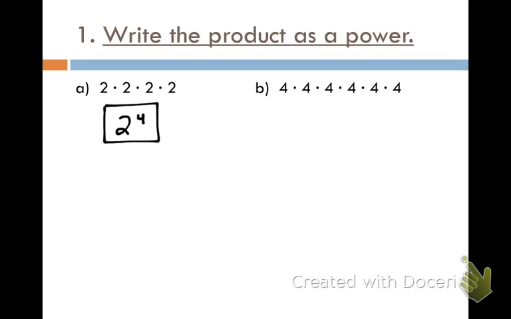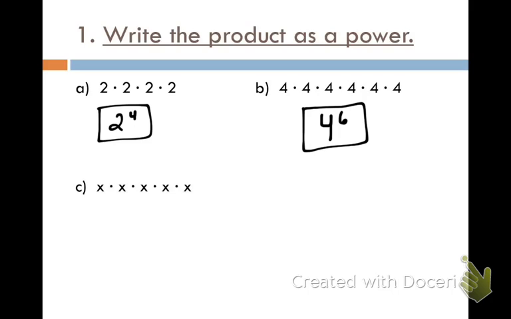Let's go to the next one. Help me out, Katie. What number is being repeated over and over again? A 4. And what power is it being raised to? 6. 4 to the 6th power is correct. And that's how you will write the product as a power.